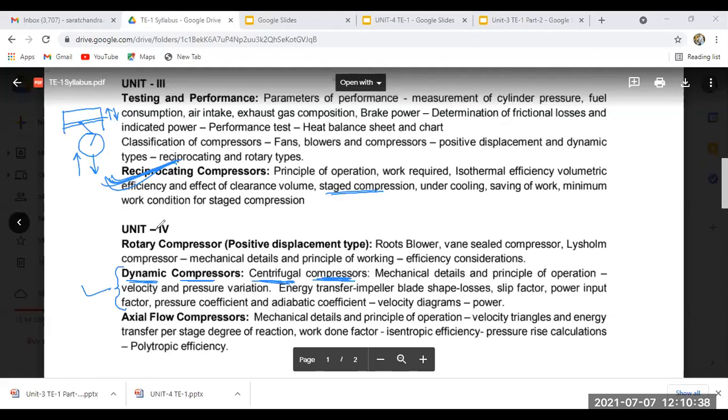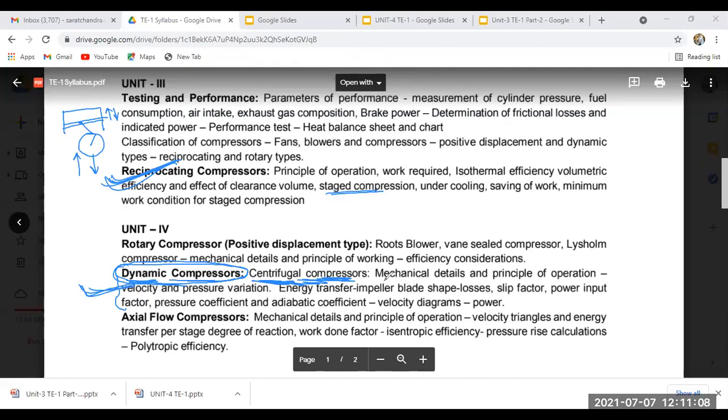Why? Because from unit 4, most of the questions they will ask are from the dynamic compressor. This is the important part. Problems or derivations they are asking from the dynamic or centrifugal compressor. So that's why first we will complete this part. After that, what to do I will tell. What is there in the centrifugal compressor?